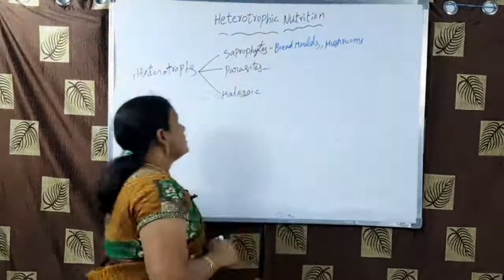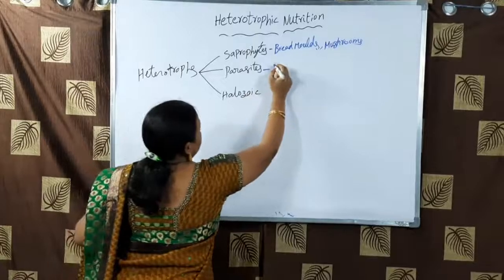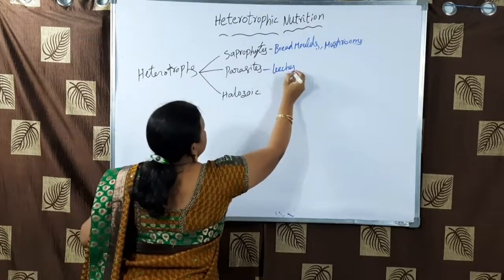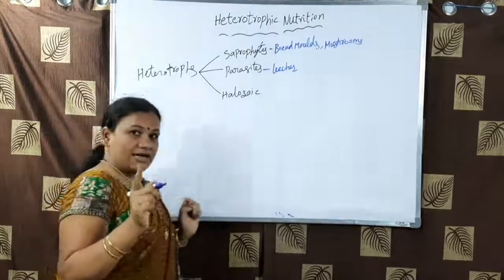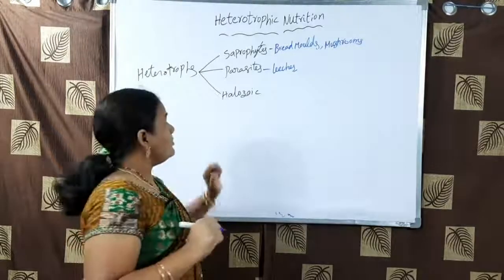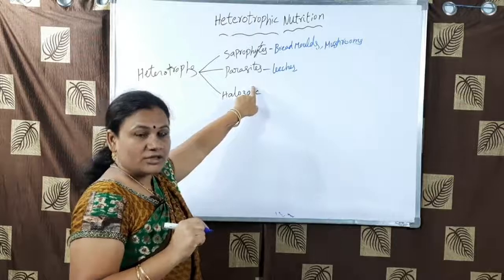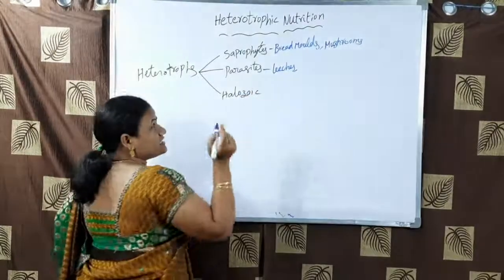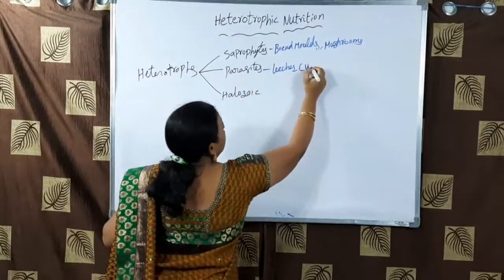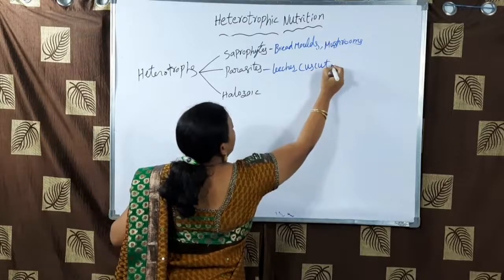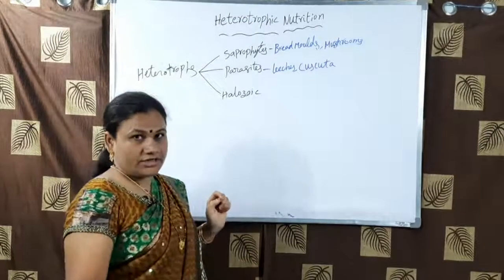Of course, there may be a little damage to that particular tissue or cell. So parasite examples are leeches, and some kinds of plants also perform this kind of nutrition. That means some plants are also parasites, that is cuscuta. We will learn about cuscuta further on.